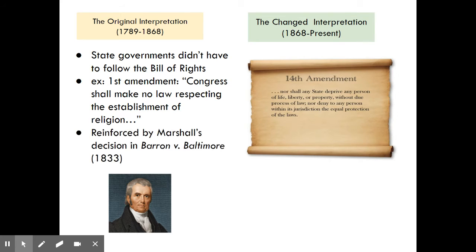And then in 1833, the Supreme Court weighs in. John Marshall is still the Chief Justice of the Supreme Court in 1833, and his court made a decision in a case called Barron v. Baltimore. You don't need to know any of the particulars about Barron v. Baltimore, other than the fact that Marshall's court essentially says, what we've already talked about: the Bill of Rights doesn't apply to the actions of the state government. That's kind of where it lies until 1868.